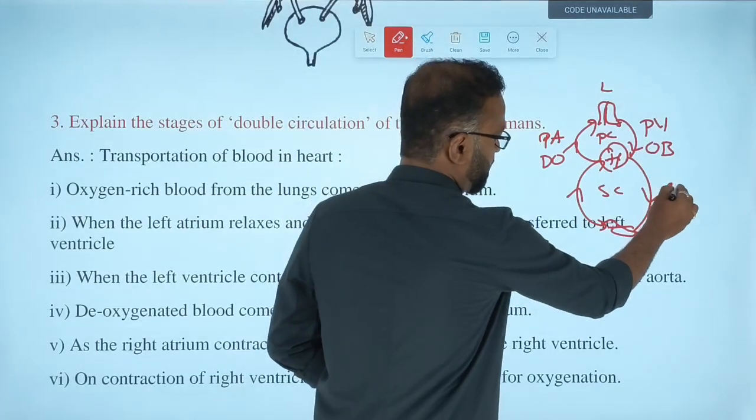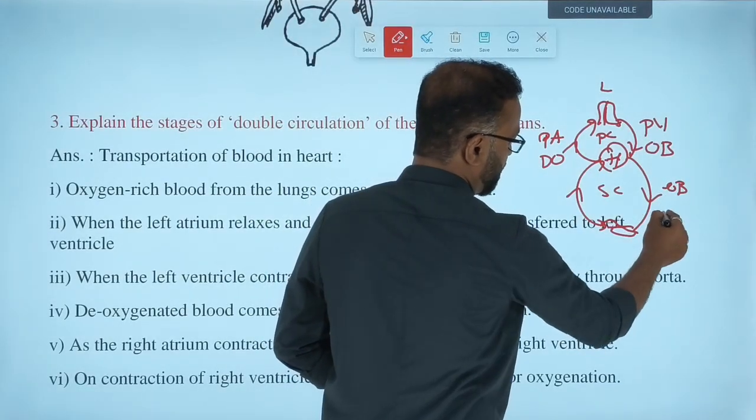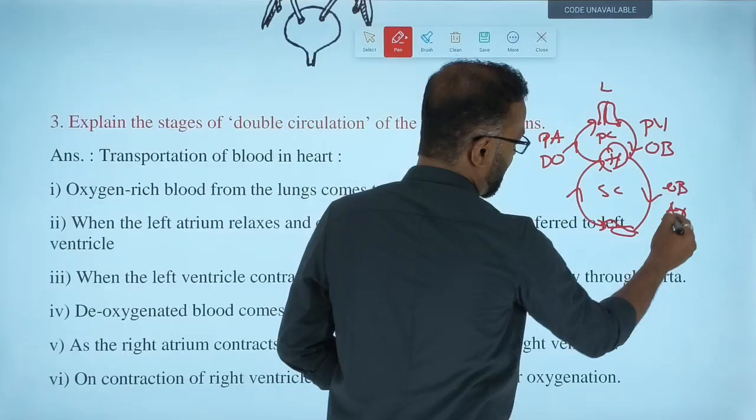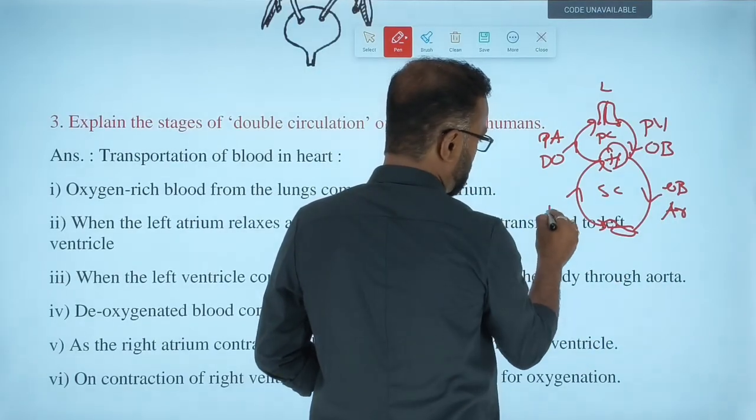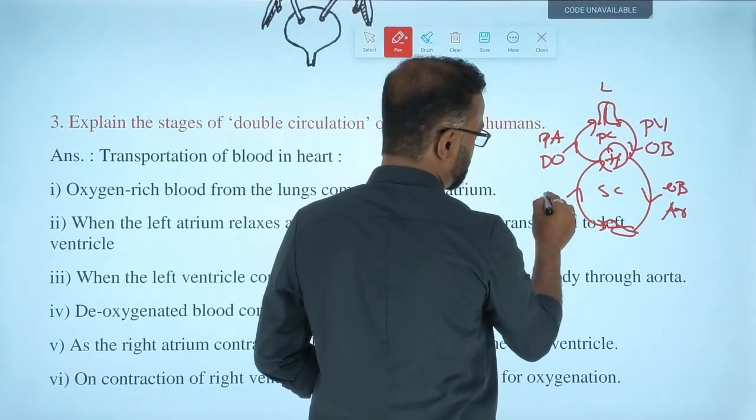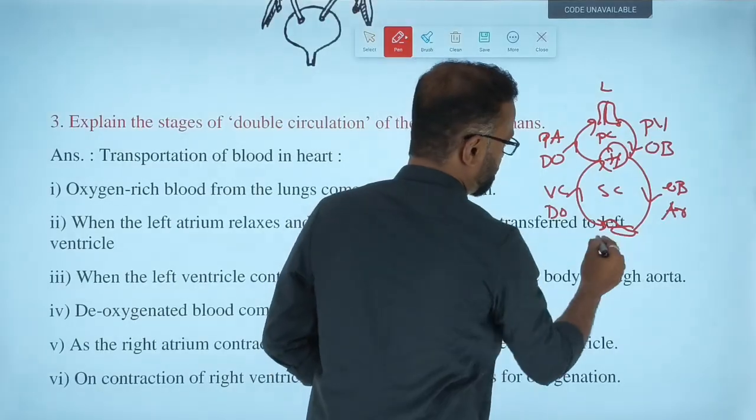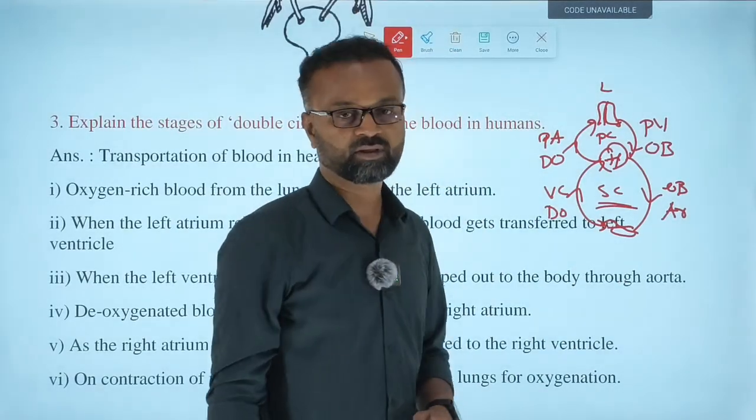From the heart, oxygenated blood will go to all the parts of the body through the aorta or the artery. From all the parts of the body, deoxygenated blood will come back to the heart through the vena cava. This circulation is called systemic circulation.